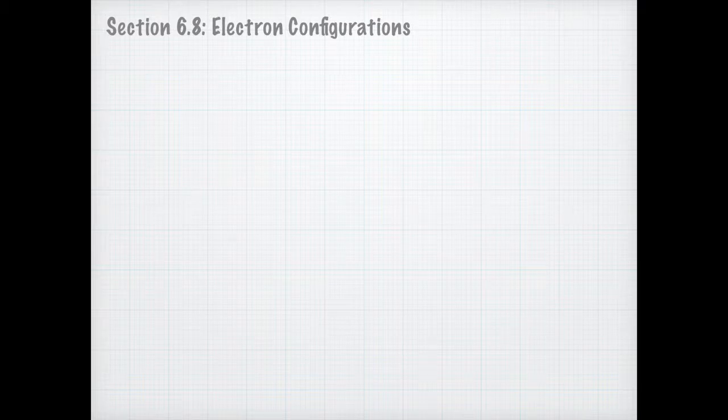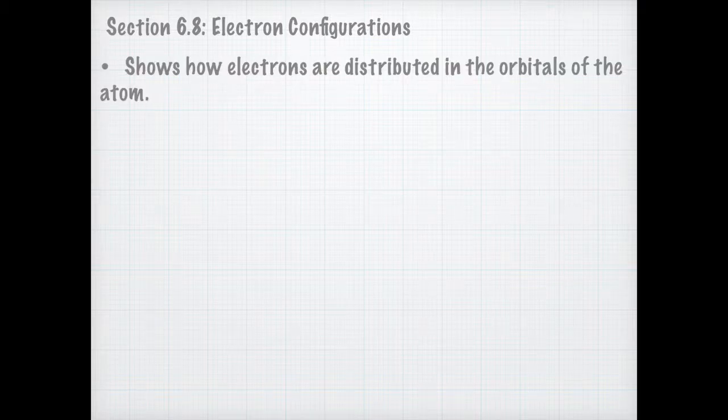All right, so I'm going to go over the rules for writing electron configurations, and then I'm going to do an example with you guys. So first of all, electron configuration simply shows how electrons are distributed in the orbitals of the atom. So all of those orbitals that I just talked about. It explains how exactly they're distributed.